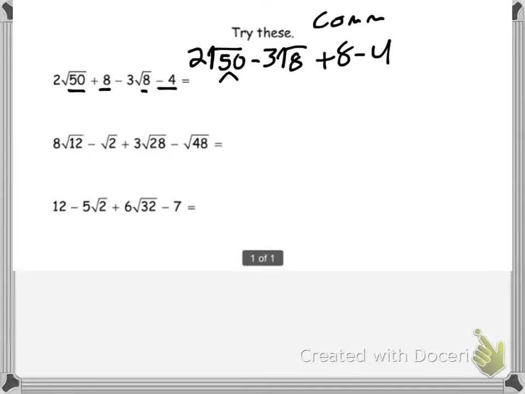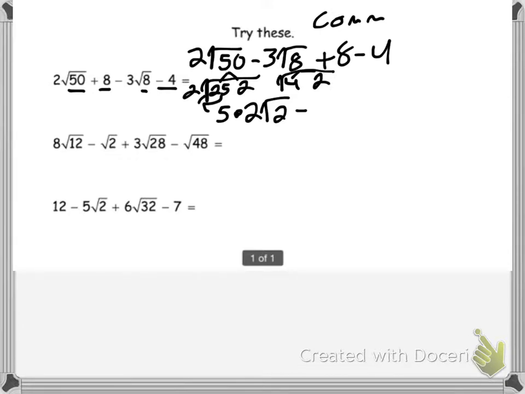So we know 50, the easiest one is 25 and 2. So I have the square root of 25, and we know it's 5. So that'll give me 5 times 2 on the square root of 2, minus the square root of 8. Well, that's an easy one too. Its two factors are 4 times 2. Square root of 4 is 2. So we have minus, bring out a 2. So we're going to have 3 times 2 on the square root of 2.